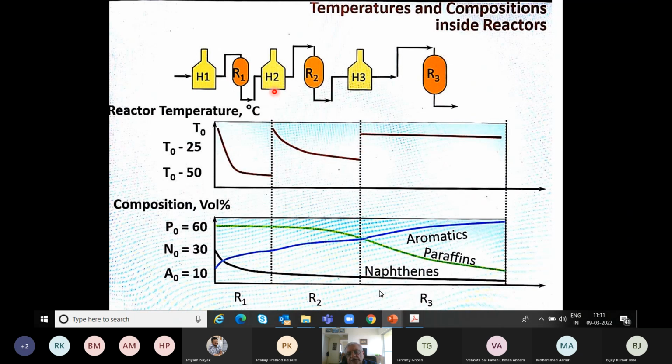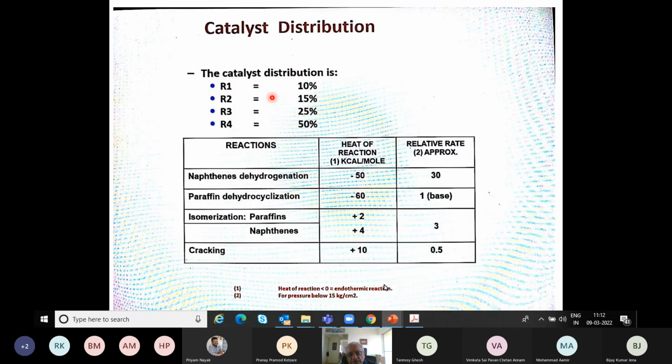So in H2, we have to go from this temperature to this temperature, while in H3, we have to go from this temperature to this temperature. So unlike R1, R2, R3, where R1 is the smallest and R3 is the largest, H1, H2, H3 is the reverse. That means H1 is the largest and H3 is the smallest in terms of furnace duty. So the sizes of the furnaces reduce from H1 to H2 to H3, while the reactor volume goes up from R1 to R2 to R3. And that is because of the relative endothermicity of the various reactions that you see in this table.